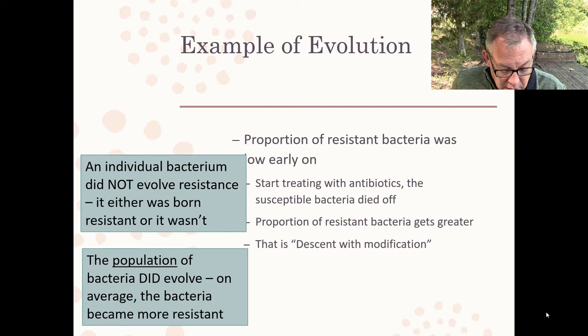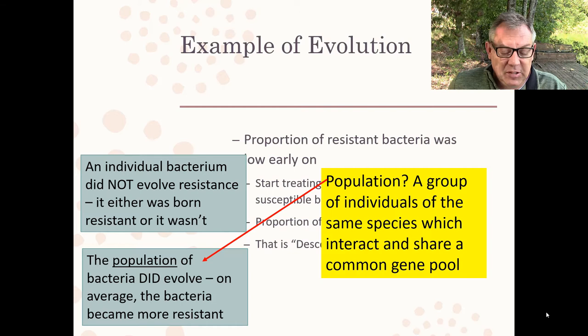Now we need to worry about, again, definition. This is a term we're going to see a lot, population, and I don't know if we've defined this yet. But a population is a group of individuals of the same species that interact and share a common gene pool. If you think, it's akin to the population of a city, right? The population of Murray, Kentucky, or the population of Paducah, Kentucky. We're talking about humans, the same species, and they all interact in the same area and share a common gene pool.